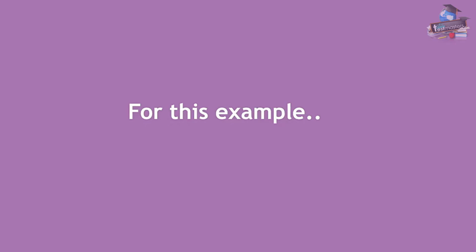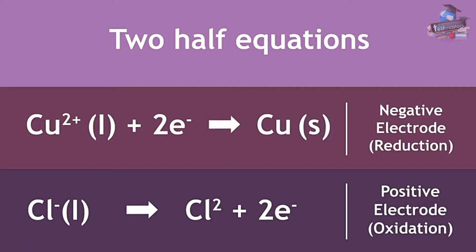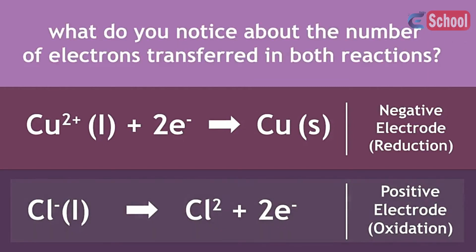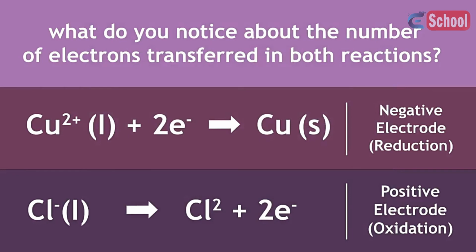For this example, the electrolysis of molten copper chloride is shown as two half equations, one for the oxidation at the negative electrode and one for the reduction at the positive electrode. What do you notice about the number of electrons transferred in both reactions? Pause the video and resume when ready. There are 2 electrons being transferred in both processes.